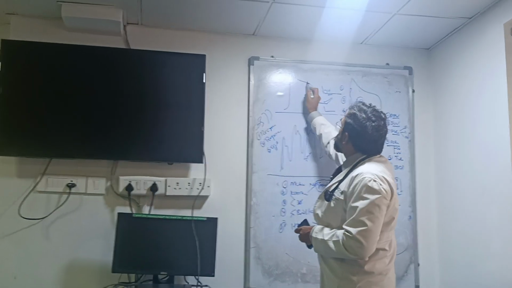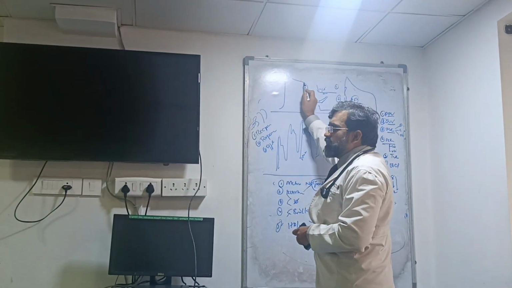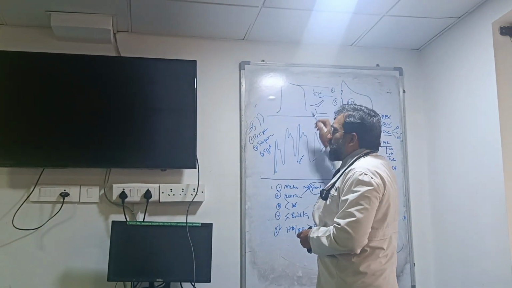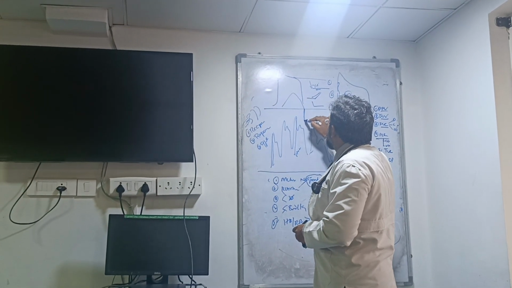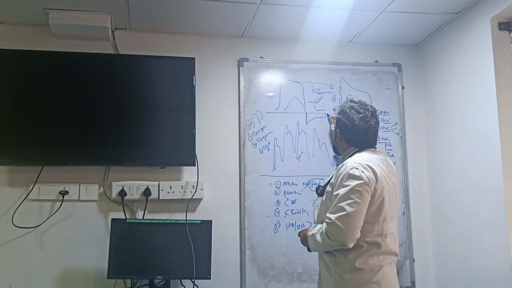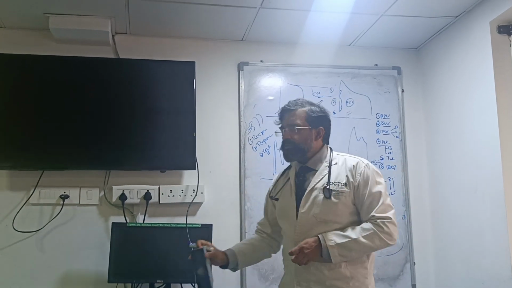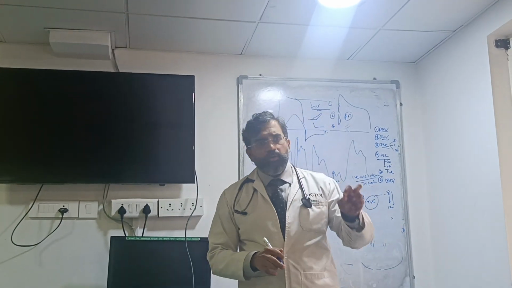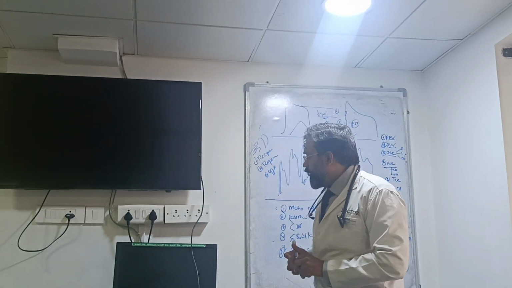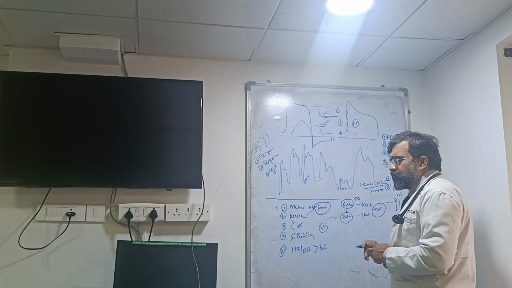So if I hold at inspiration, this is my inspiration, it will give me plateau. If I hold at expiration, this is my flow waveform, it will give me intrinsic peak. So end expiratory occlusion. When I press the button on the ventilator called end expiratory occlusion, and I have my cardiac output monitor.